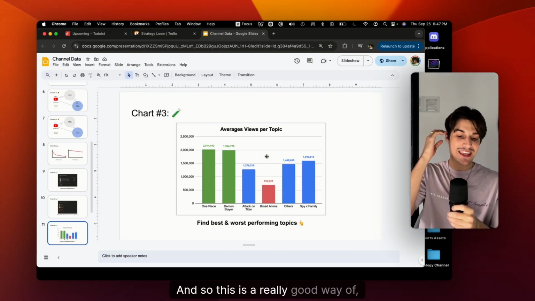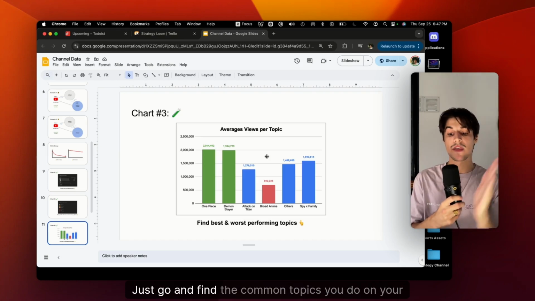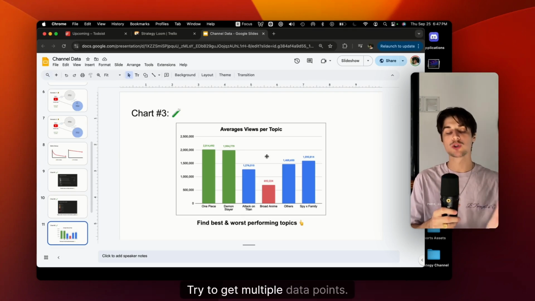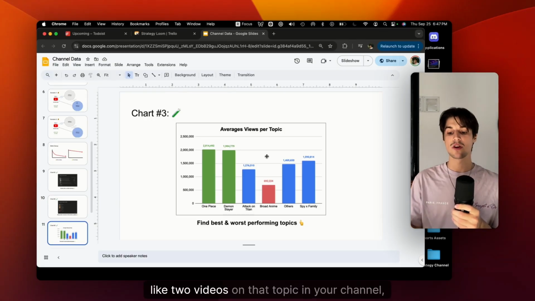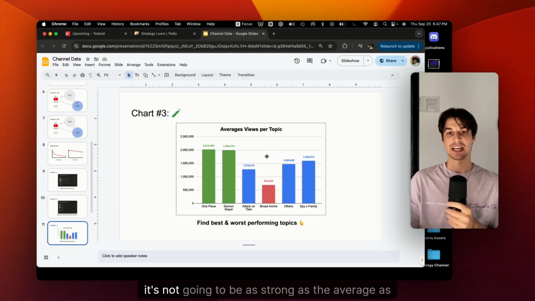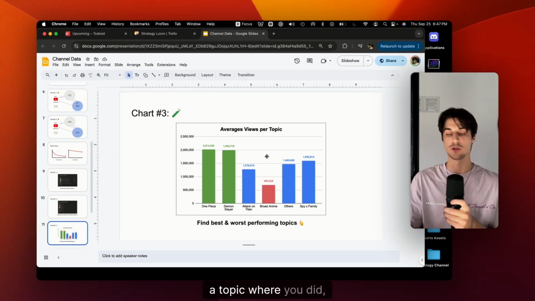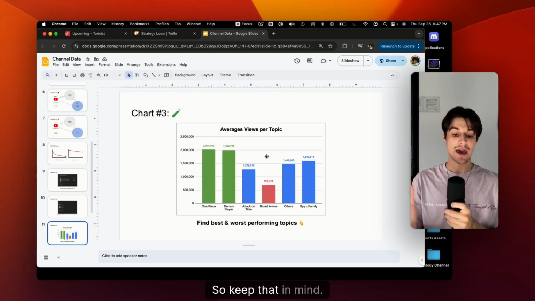And so this is a really good way of, like I said, using the data, and I recommend anyone do this. Just go and find the common topics you do on your channel and then find the average views per video. Try to get multiple data points. Data is weaker the less points you have. So if you have a bucket where you've only done like 2 videos on that topic in your channel, it's not going to be as strong as the data from a topic where you did 20 videos on a specific topic, right? So keep that in mind.